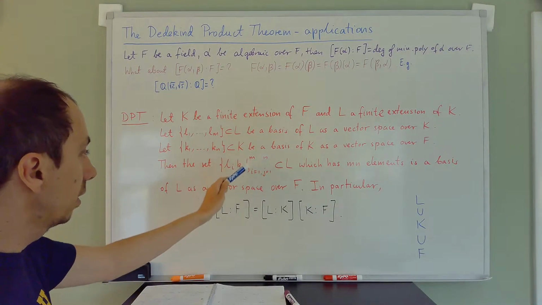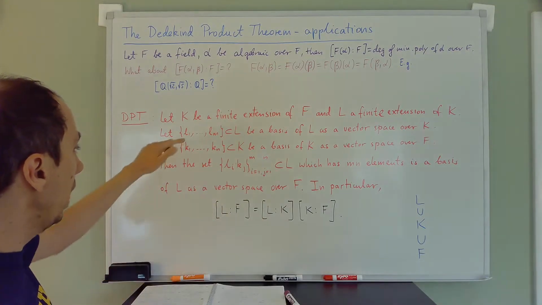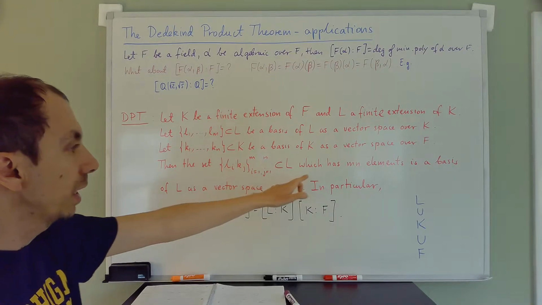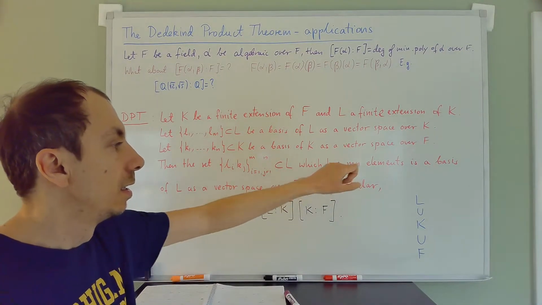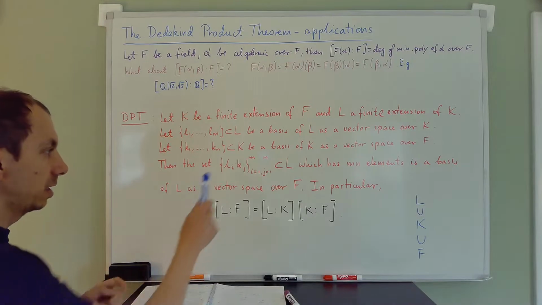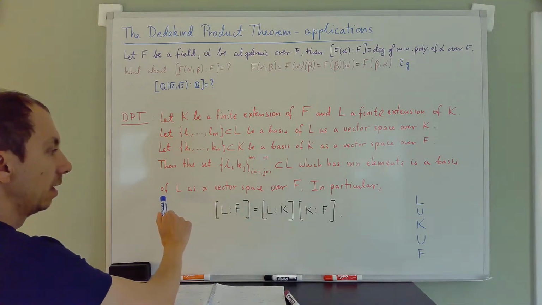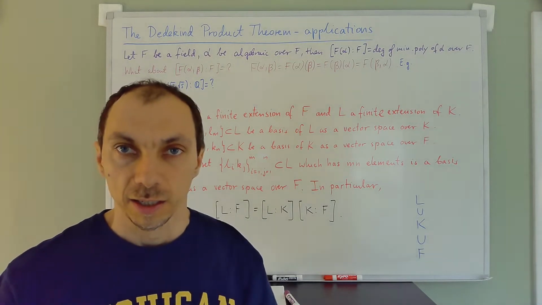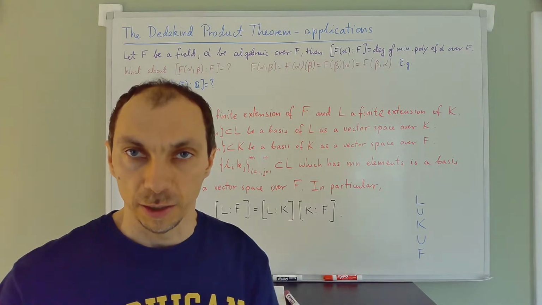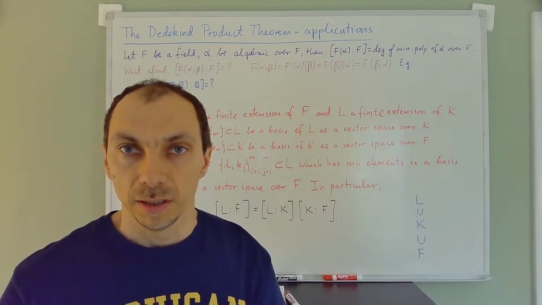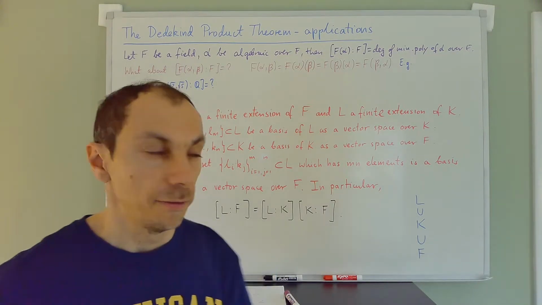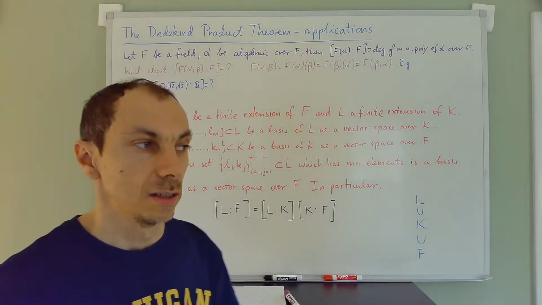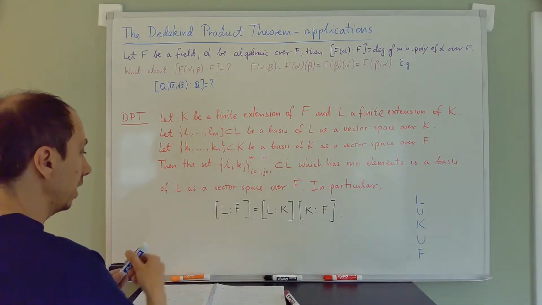Okay, so how many of these elements do I get? Well, I have m choices for the L vectors and n choices for the K vectors. So altogether I get mn elements. And the theorem tells me that this is actually a basis of L as a vector space over F. So if that's a basis of L as a vector space over F, that means the dimension of L as a vector space over F is just mn, because the dimension is always the number of elements in the basis. So this is the dimension, that's the mn.